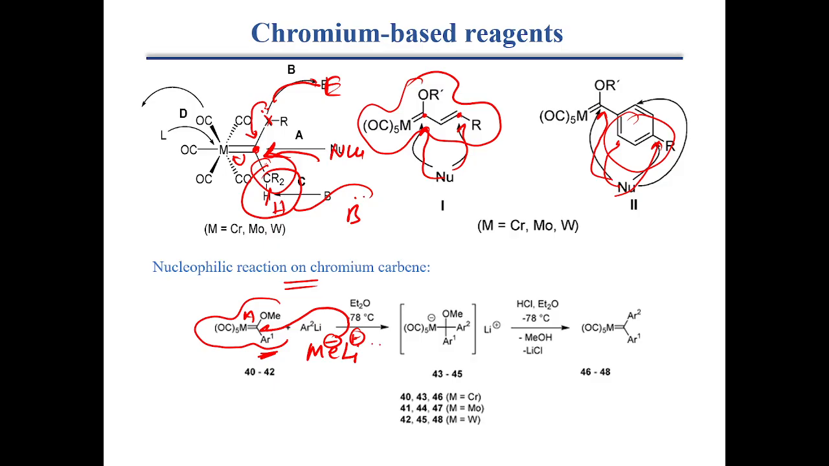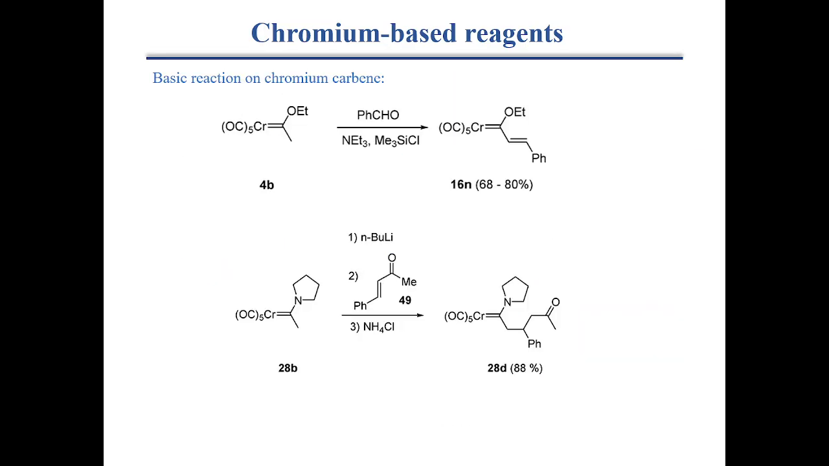So this is the nucleophilic position at that, and after treating with HCl, this should be the lone pair of the oxygen reacted with H plus, followed by liberation of methanol, giving this related product. This is the nucleophilic attack. Now I'm going to discuss the basic behavior of the chromium carbene.